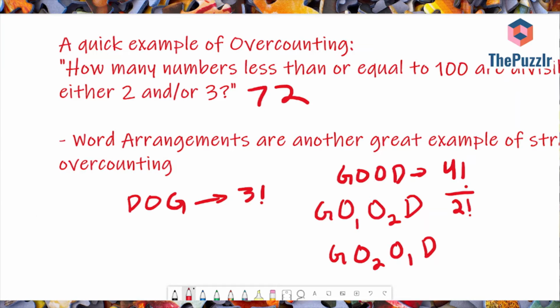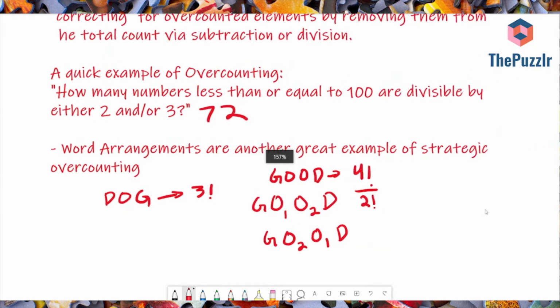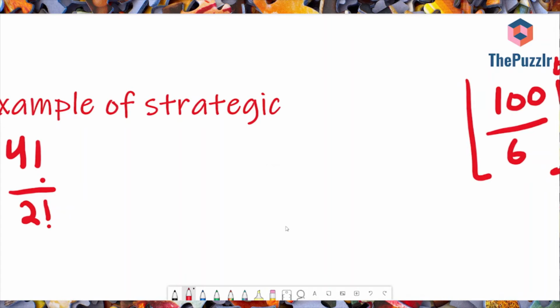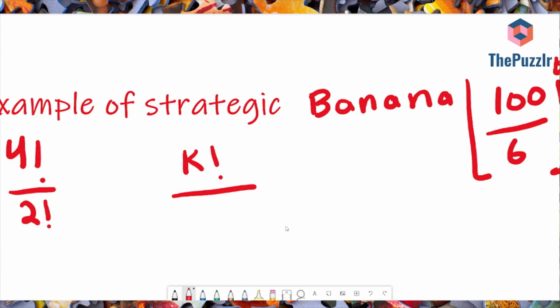And in general, when you have a word that's, say, K letters long, then there's K factorial ways of arranging it. And then you divide by the factorial of the number of times each letter appears. So if we have a word like banana, 6 letters, so 6 factorial, divided by how many times do the A's appear? 3 times. So they can be arranged in 3 factorial ways.